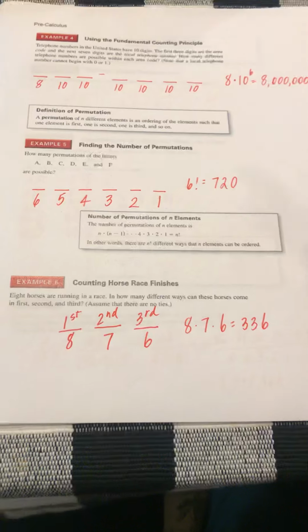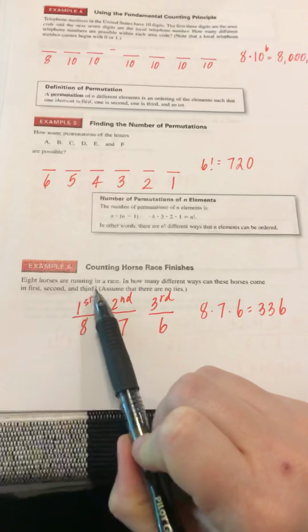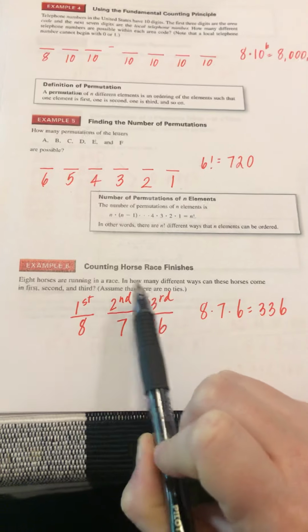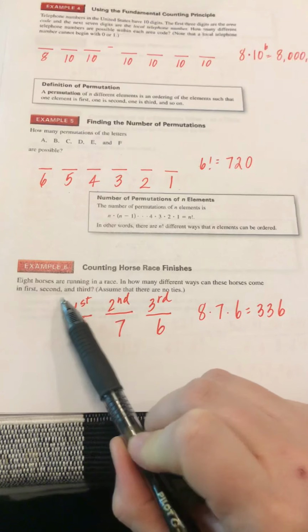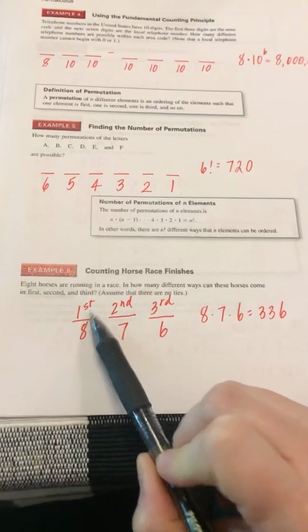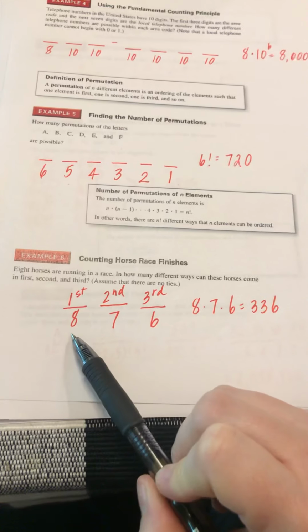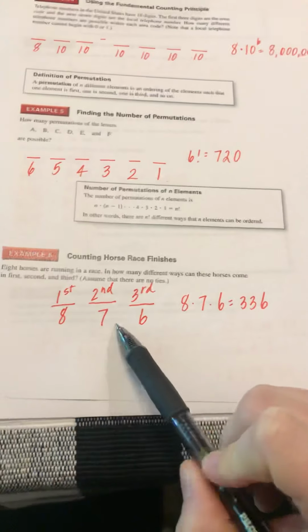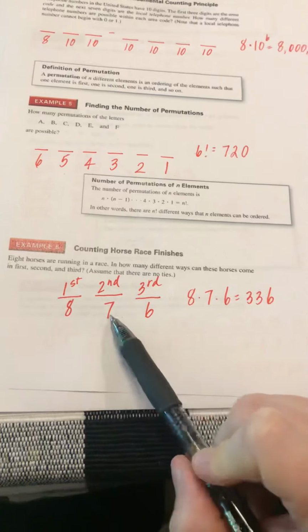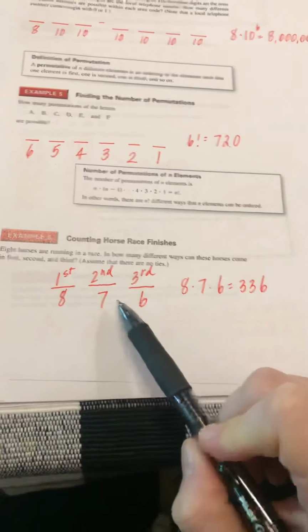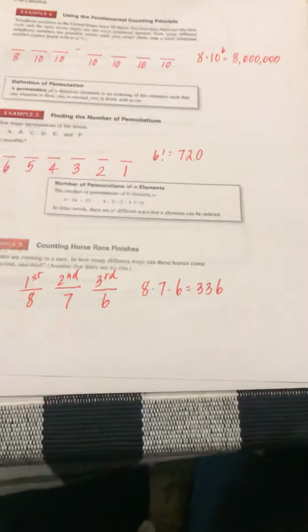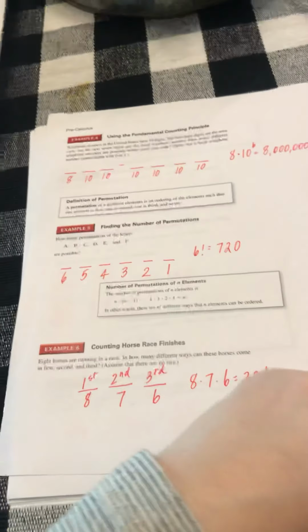8 horses are running in a race. How many different ways can these horses come in first, second, and third? So first place, any of the 8 horses could come in first. Whoever comes in first can't come in second. Whoever came in first and second can't come in third. So 8 times 7 times 6 is 336.